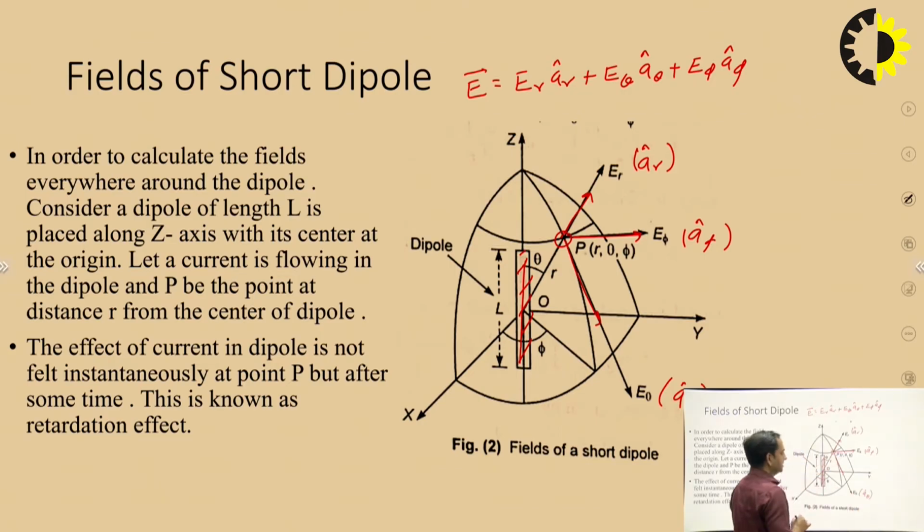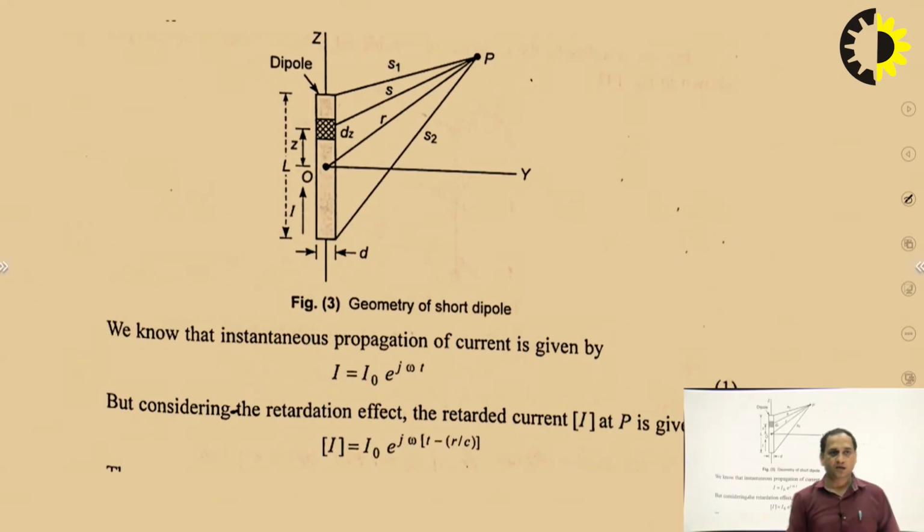Clear? So these are components which we have to calculate. We have assumed already this dipole is lying on the z-axis. Length is the capital L, small r is the distance from origin to the point P, theta is the vertical angle, and phi is the horizontal angle in the spherical coordinate system, which we have already discussed in the previous lecture. Okay, so now let's start.